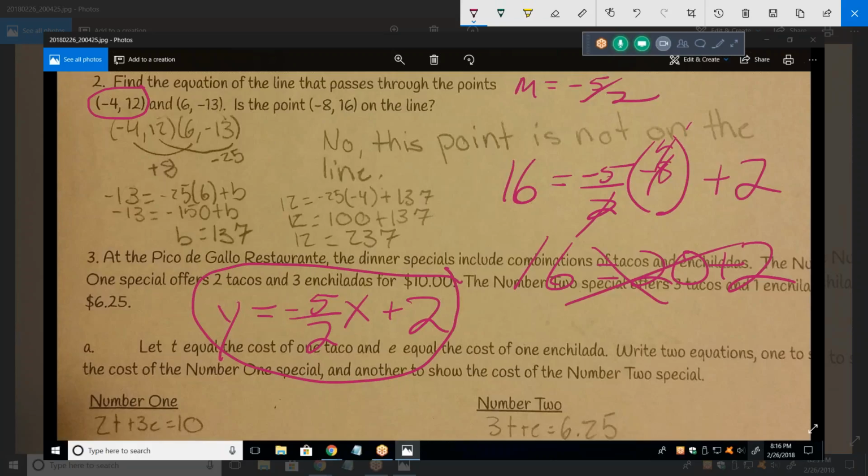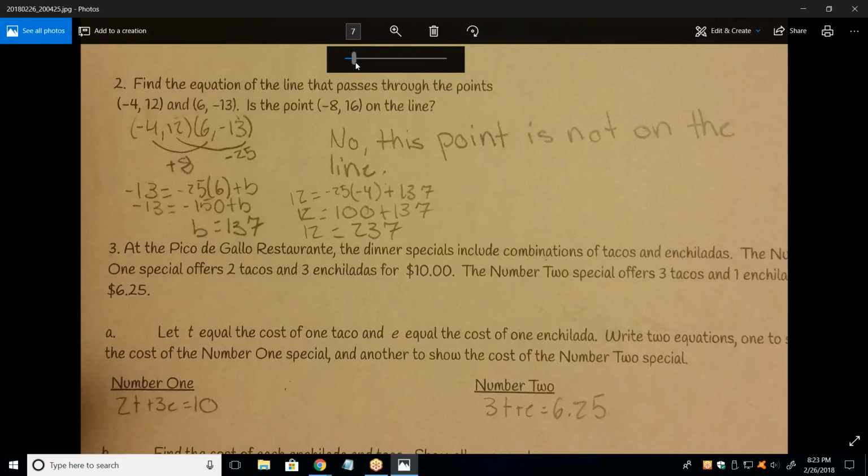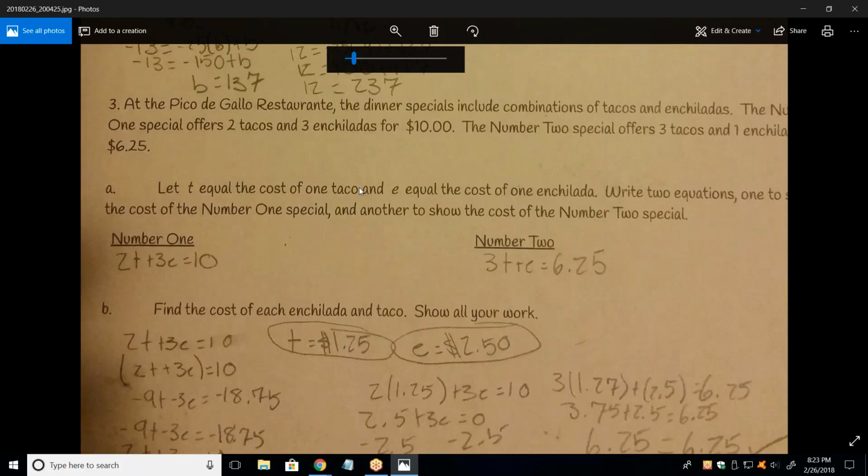So you were correct, even though you had the equation of the line wrong. That's unusual in math, just because usually if you get one thing wrong, you're getting the whole thing wrong. Okay, let's have a look at number 3.